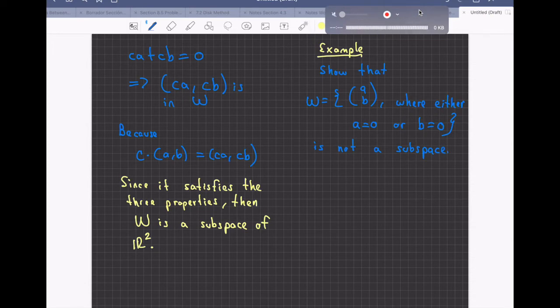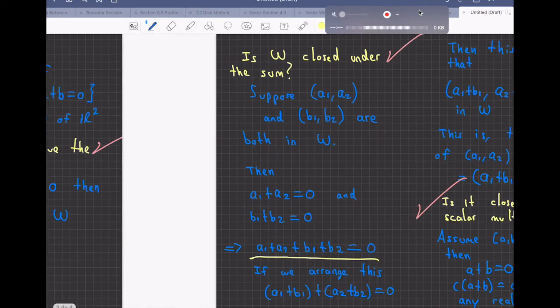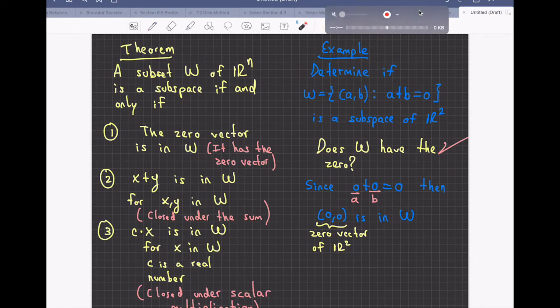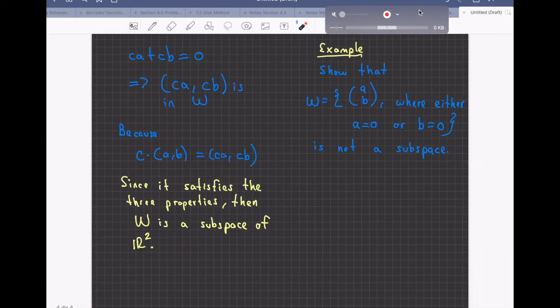If this is not a subspace, it's going to be enough to show that at least one of these three properties is not true. If you can find that only one of them fails, then it is not a subspace. I know they can fail more than one, but if you can find only one that fails, it's not a subspace.